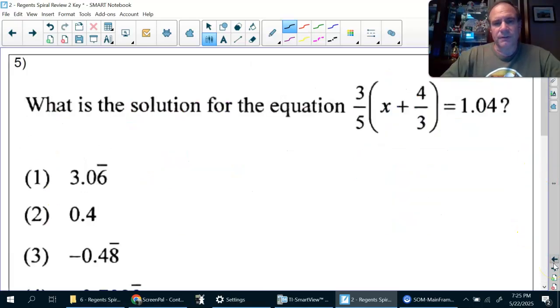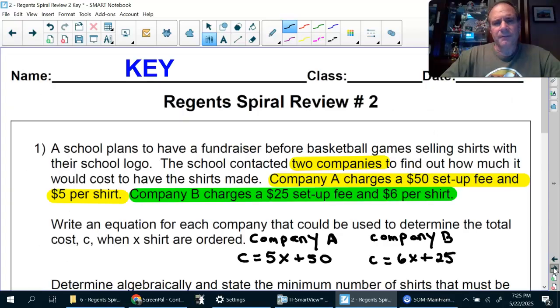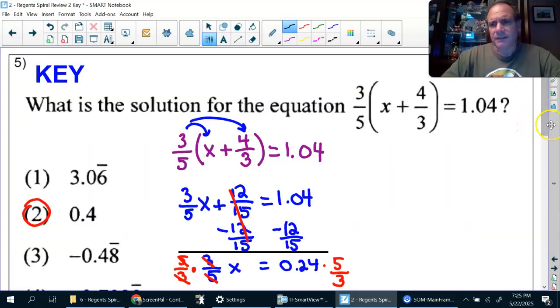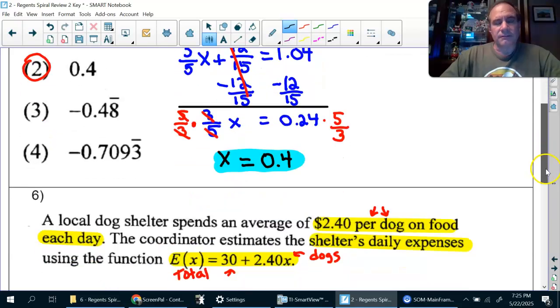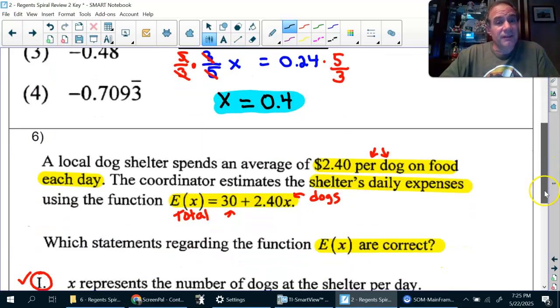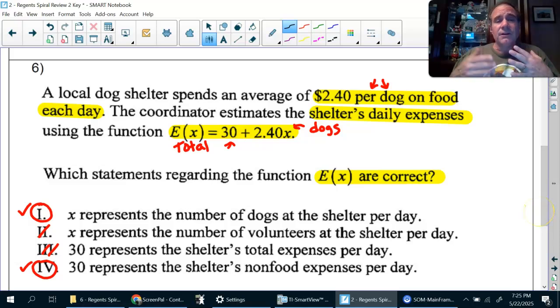Almost all of these equations, this is Algebra 1, so you're solving equations and being asked, what does this number mean? What does that number mean? This last question, what does it represent? What does X represent? That represents the number of dogs. What does 30 represent? 30 represents the initial amount of money they're spending before they have the $2.40 per dog that they're spending.